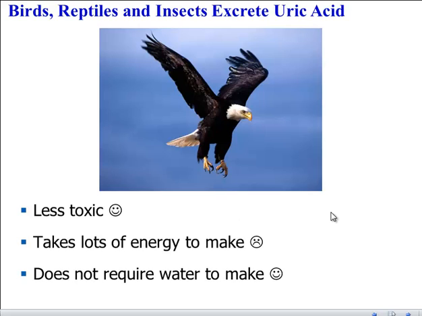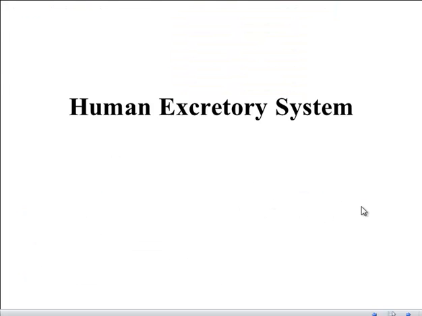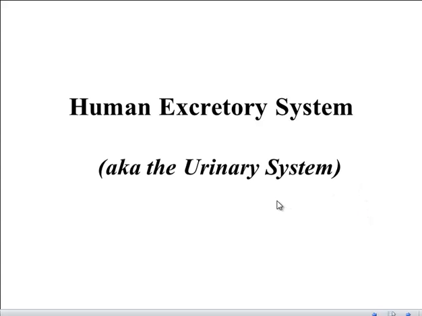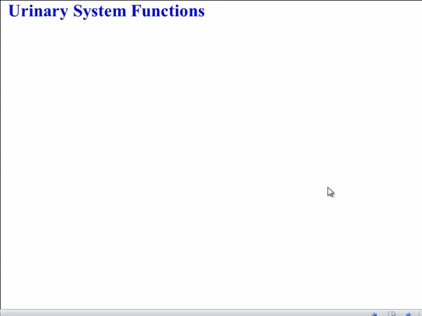That's a big trade-off. But it doesn't require any water. That's a big plus side. Now let's focus on the human excretory system, otherwise known as the urinary system.